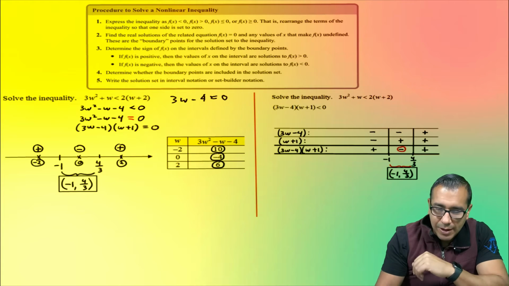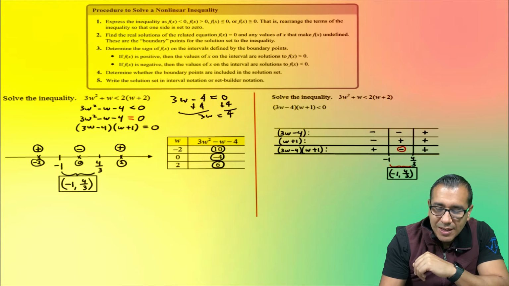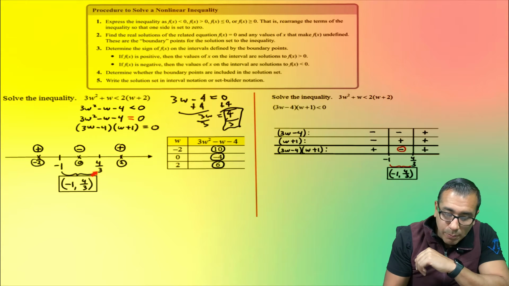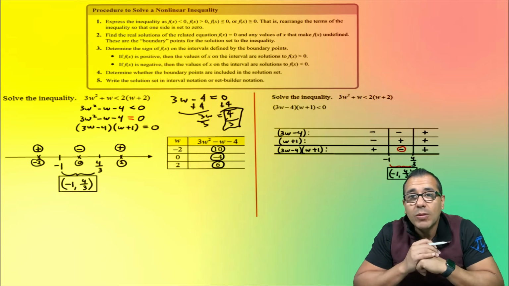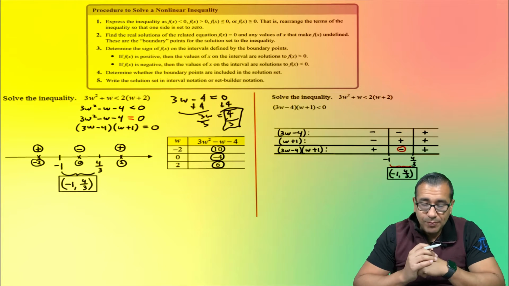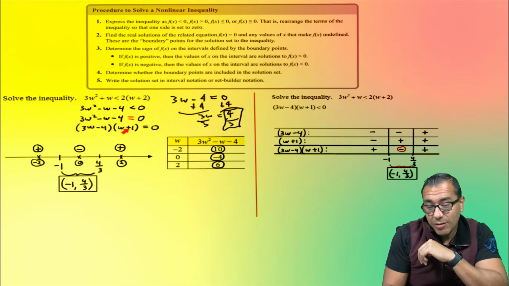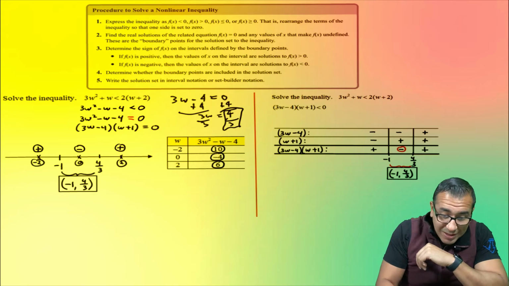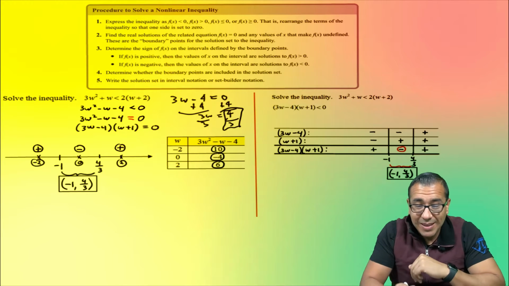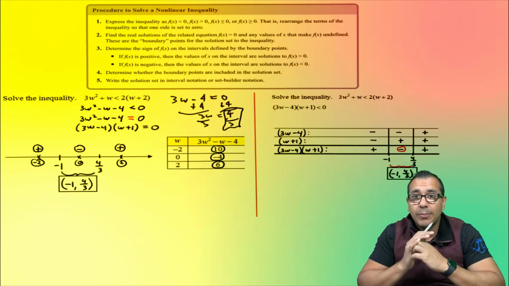So we solve that, and when we solve this, this is the easy part. What this is going to give us is our boundary point. So that's how we get that 4/3. This is one of our boundary points, right? So that's where that 4/3 comes from. So all we do is set each one of these equal to 0. If I set this equal to 0, I have to subtract 1 from both sides, and that's where I get that -1. So these are your boundary points, and that's step 3. That's what you're looking for.